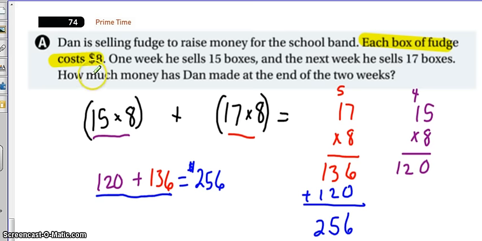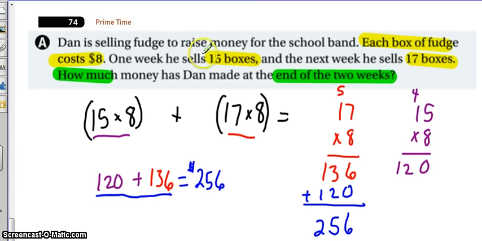Okay, so that means for each and every box, I could have added 8 fifteen times, but that would have taken a long time. Then I knew I'd have to add those two things together, because once we got the 15 boxes and 17 boxes, I knew I'd have to add all of that together, because the question says, how much has he made at the end of 2 weeks? That question implies that we should be adding our two things together. All right, so that's one way of solving the problem.